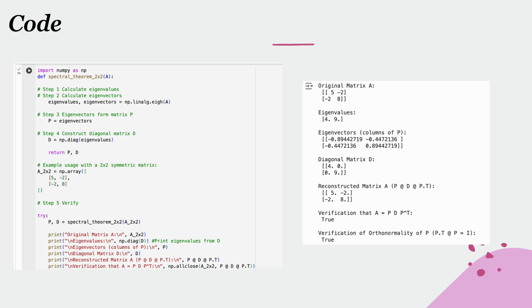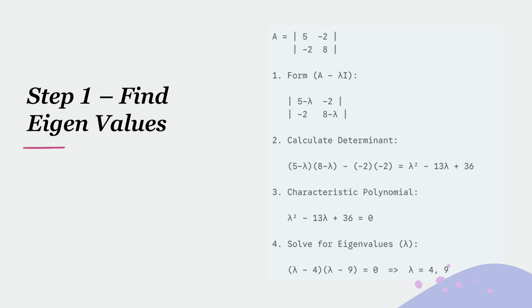And then the eigenvectors, likewise, do the diagonal matrix, which is nothing but putting your eigenvalues 4 and 9 diagonally. And then we reconstruct the matrix with the formula that we mentioned, PDP transpose, and we get that value, and then we verify it. It proves the orthonormality, and it proves the spectral theorem, right? So let's go to step 1, which is finding the eigenvalues.